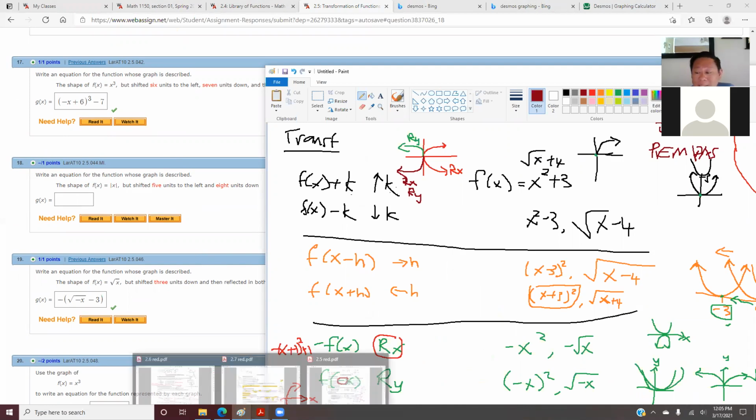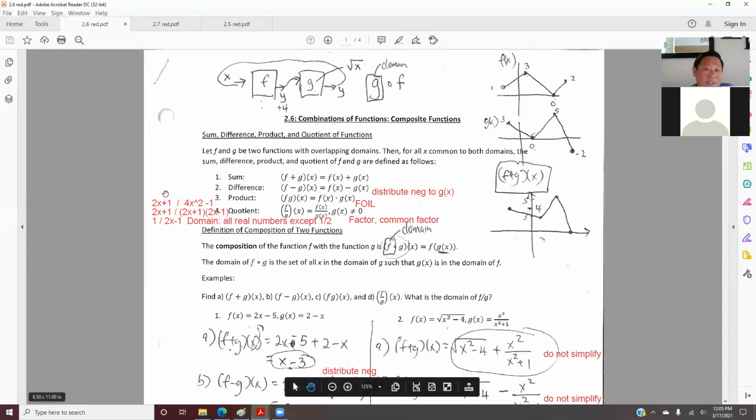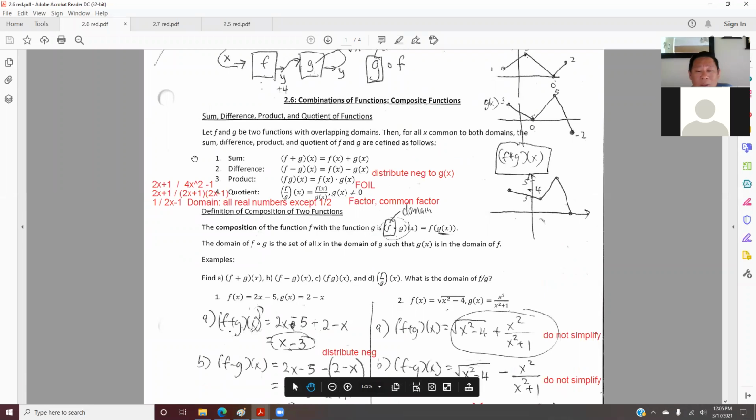Yeah. So I'm going to start a little bit on 2.6, which is going to be a little different from what you did. We call these combination functions, composite functions. For combination functions, we perform adding, subtracting, multiplying, and dividing. When you add 2 functions, you just take the 2 functions and add them up. When you subtract 2 functions, you subtract them. But watch out when you subtract, because you have to distribute the negative to g of x.